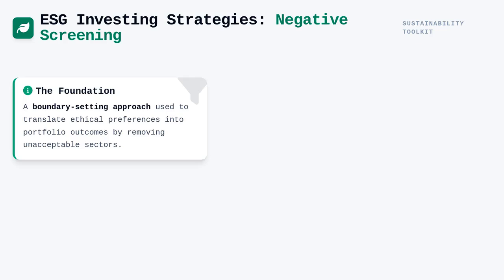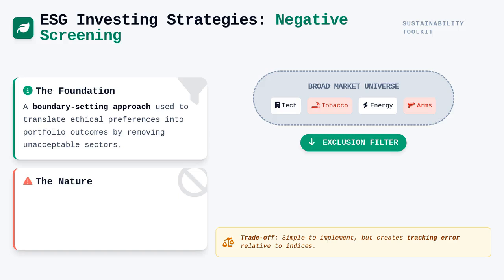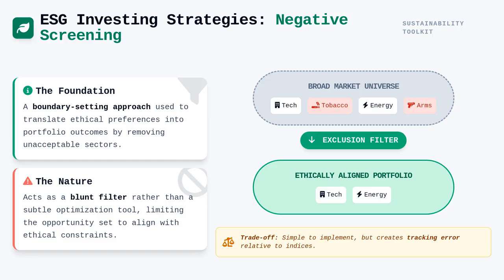This might involve stripping out companies involved in tobacco, armaments, or thermal coal mining from the investment universe. While this strategy is operationally simple to implement, it often results in a tracking error relative to a broad market index because entire sectors are removed regardless of their individual financial strength. It acts as a blunt filter rather than a subtle optimization tool, and its primary purpose is to align the portfolio with the investor's ethical constraints while accepting that you are effectively limiting your opportunity set.